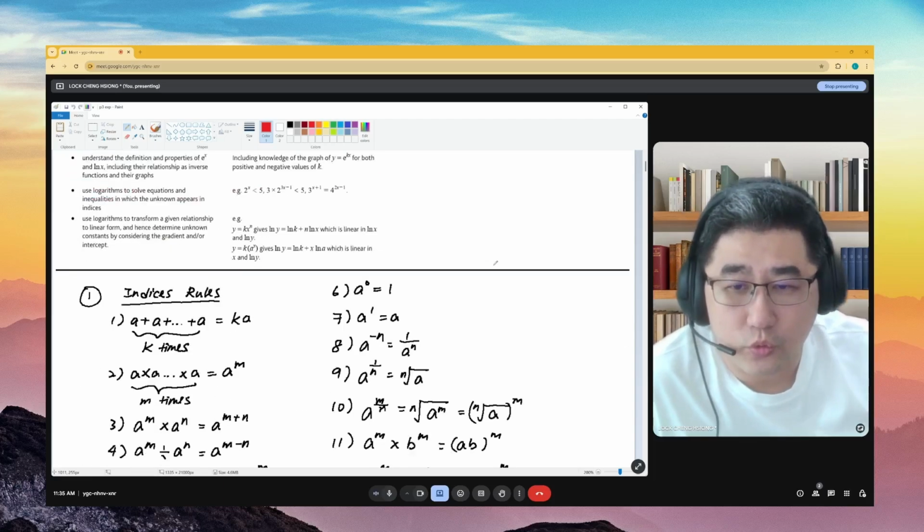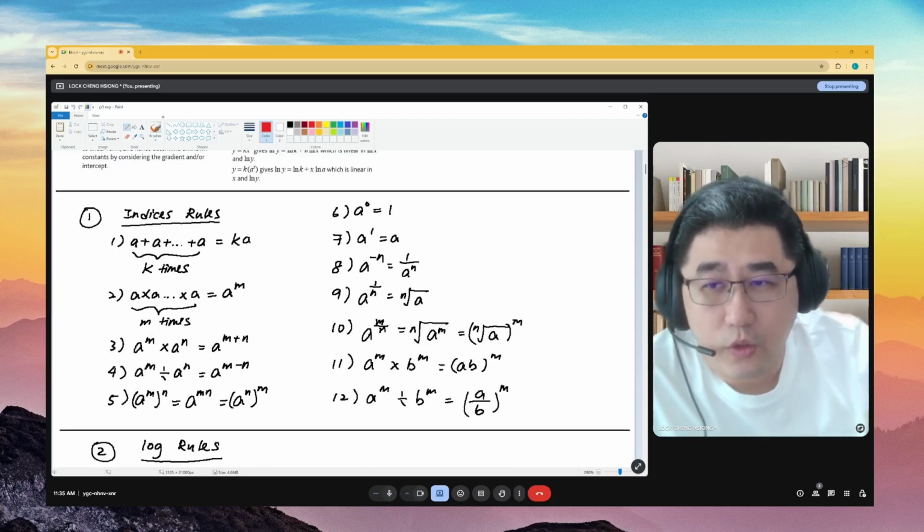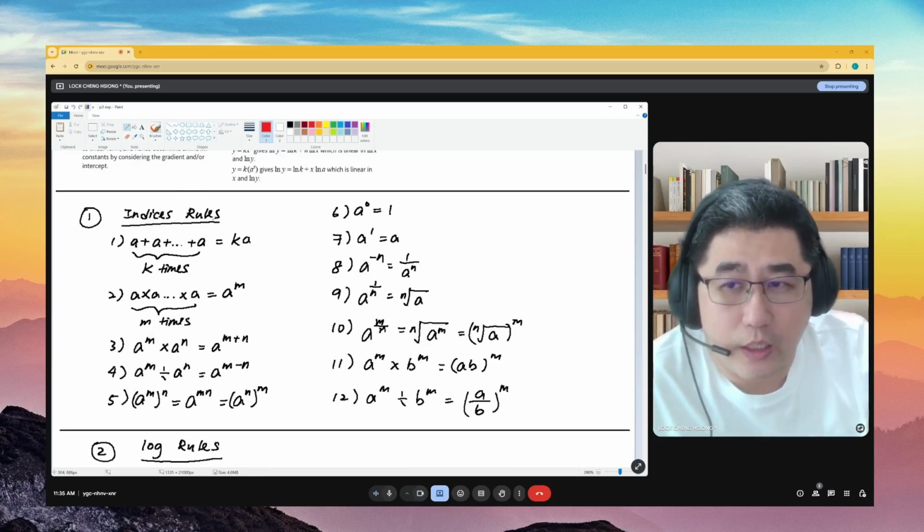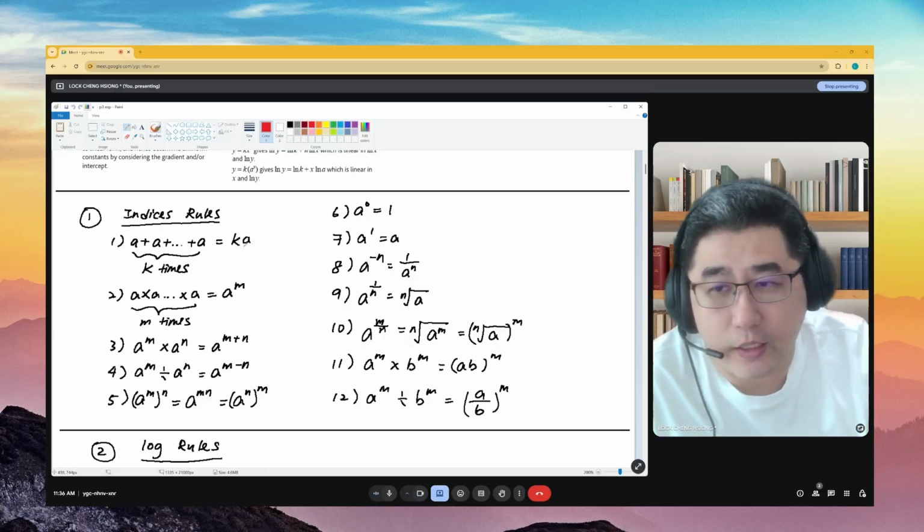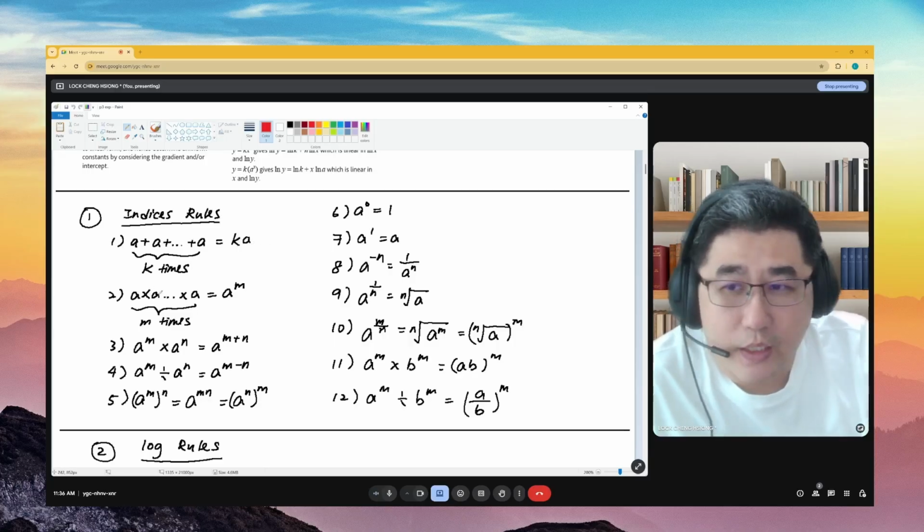So let's continue. From P1 you already learned about the indices rule. Let's do a recap. One, if I have a plus a plus a for k times, then I have k times a, you write it as ka like this. If I have a times a times a for m times, there will be a power m. For 3, if I have a^m times a^n, we have a to the power of m plus n.